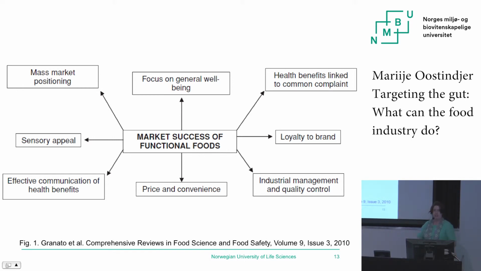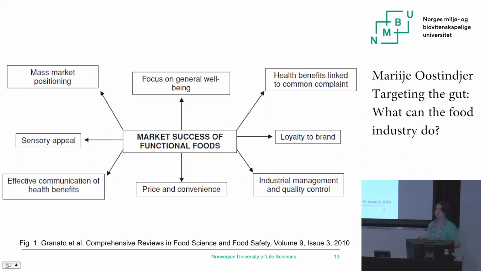Okay, but say you can get through this stage of testing, then you actually need to put the product on the market. And to market such a product successfully, a product that has a health benefit, there's a lot of things you have to deal with. So it helps to have effective communication of the health benefits. So if you can really say this will improve your health in this way. But there's a lot of other things.